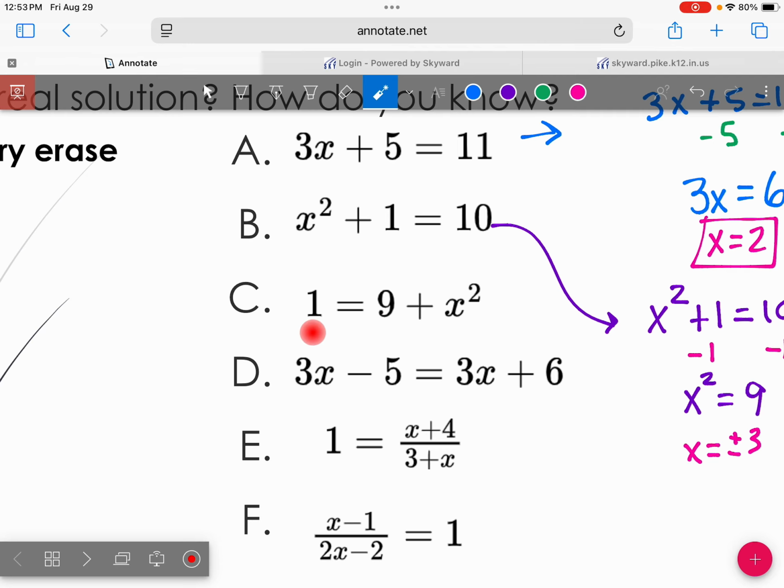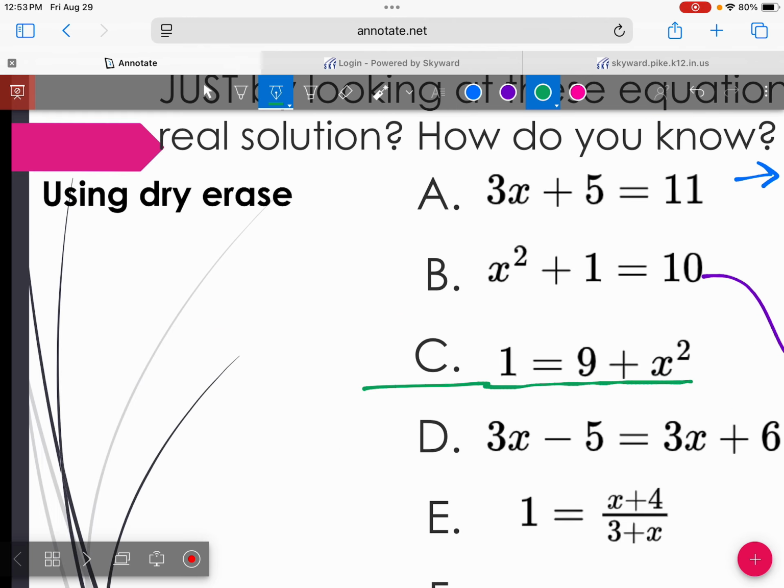No. This would give me something that's imaginary. We're not going to have to deal with imaginary numbers, but it's a thing that exists. So this is not going to have a real answer. No real solution. Because there's not a positive number that I can add to 9 that's going to give me a smaller number.